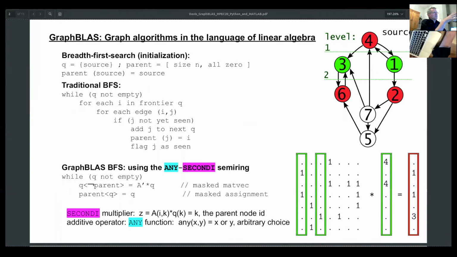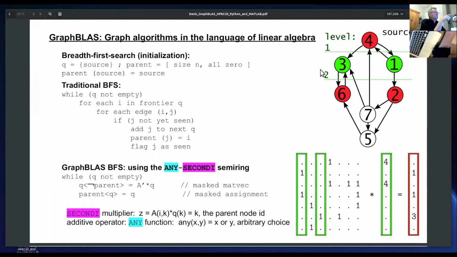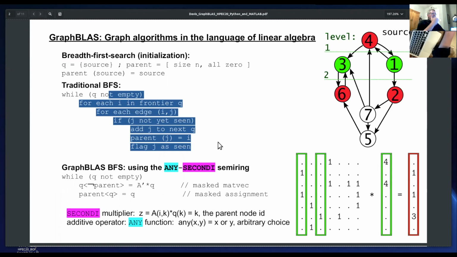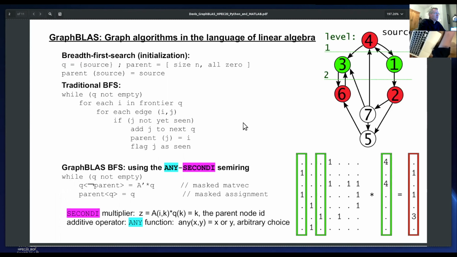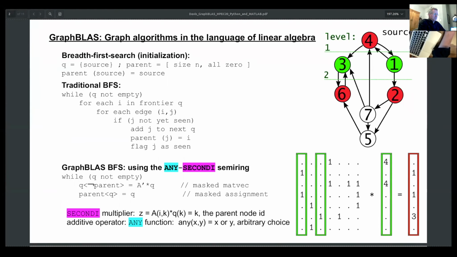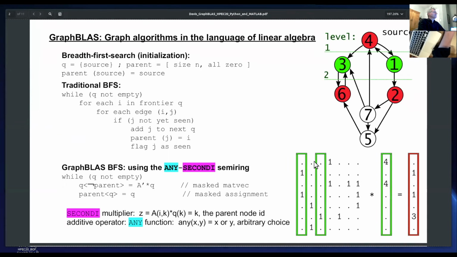Consider a breadth-first search starting at node 4 with a frontier of nodes 1 and 3. The next frontier has nodes 2 and 6. This traditional algorithm is simple to state, but as graph algorithms get more complex, the node and edge centric model gets harder and harder to write, particularly in parallel. The key observation is that this BFS has the same workflow as a matrix vector multiply.